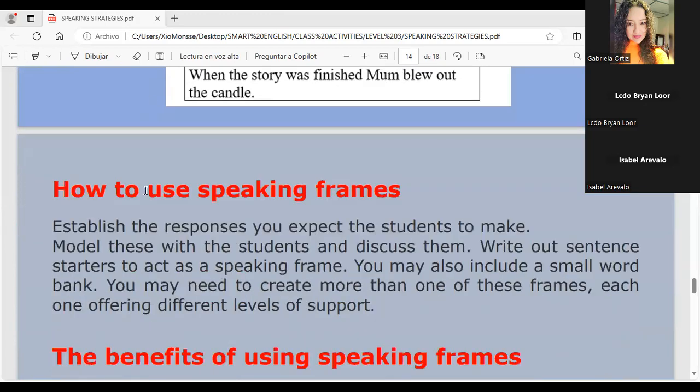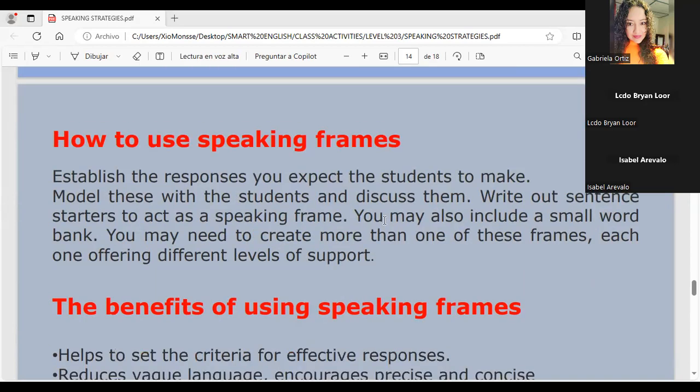Okay? How to use speaking frames. Isabel, please, read. Yes, teacher, I'm sorry. How to use speaking frames?